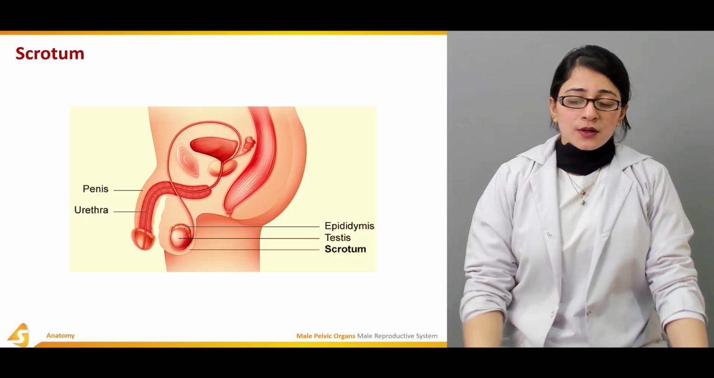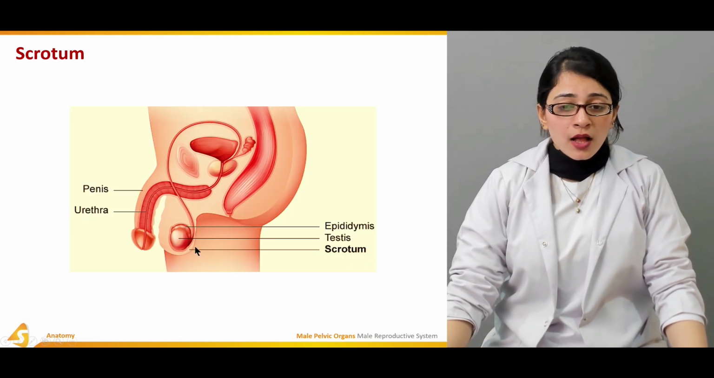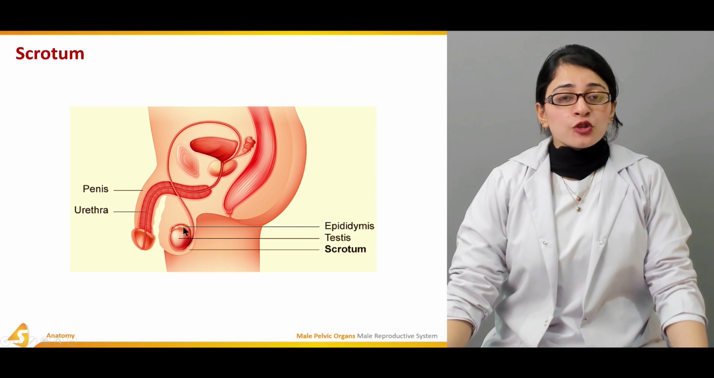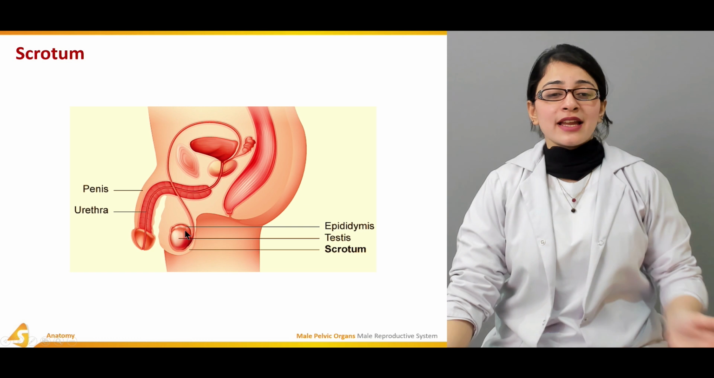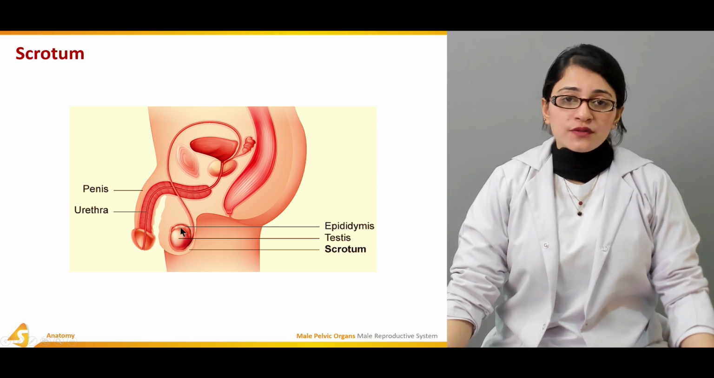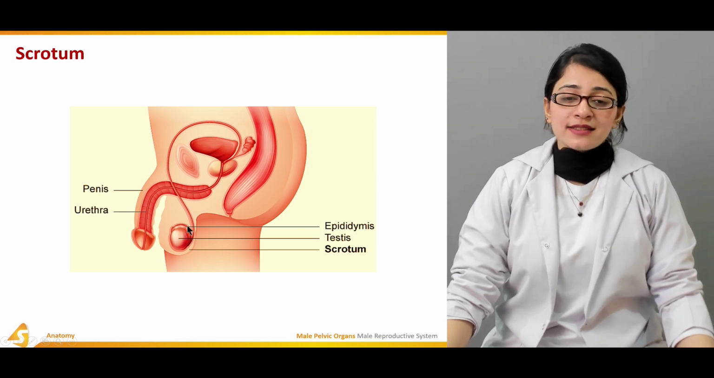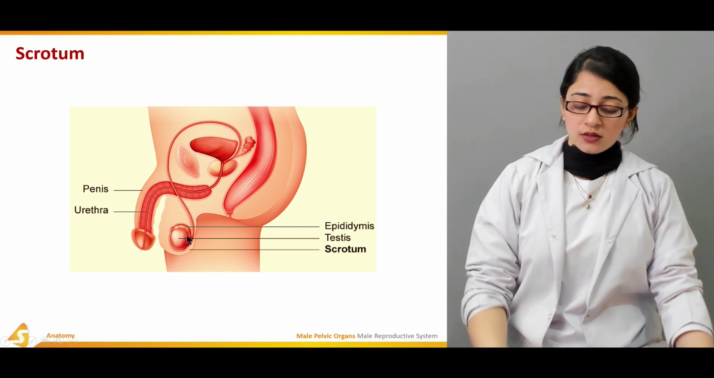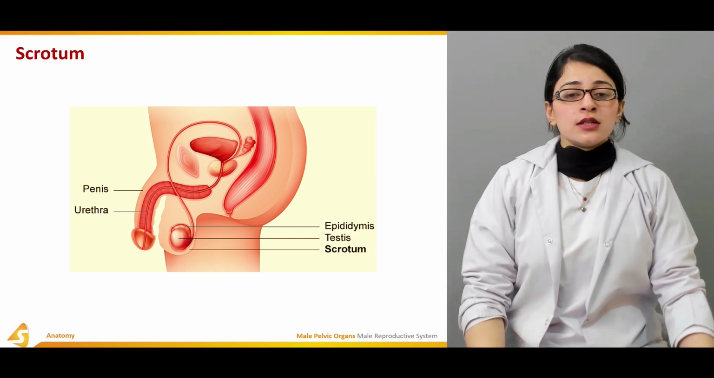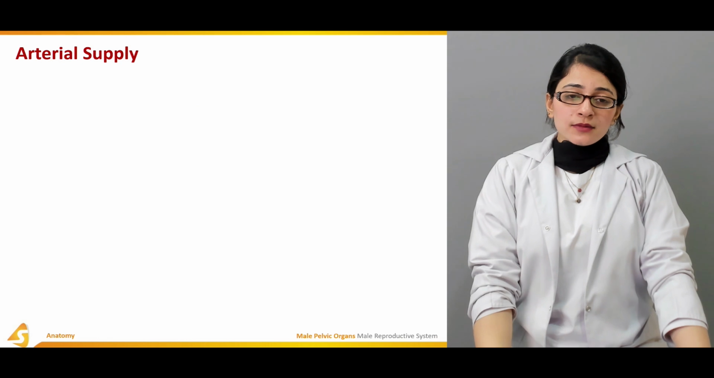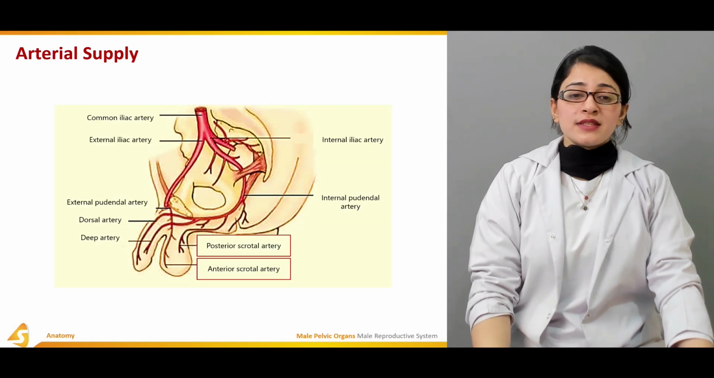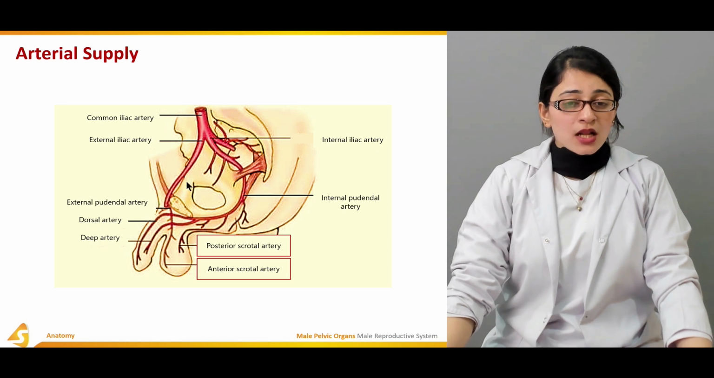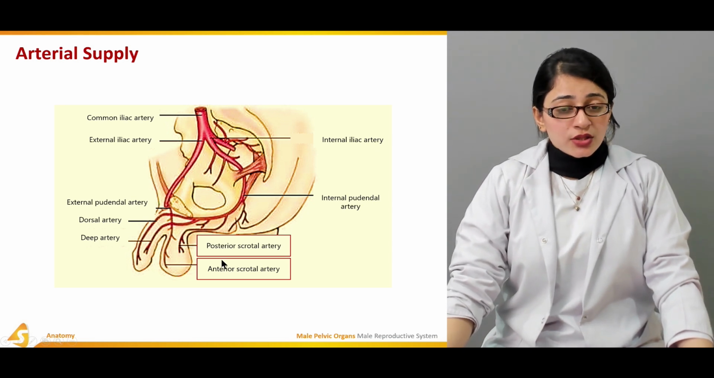You can see here the scrotum area, which includes the testes, and on the superficial surface we have the epididymis, which is the storage site for the sperms. And this is the spermatic cord, running towards and away from the testes. The arterial supply to this region involves the arteries that are supplying this region.